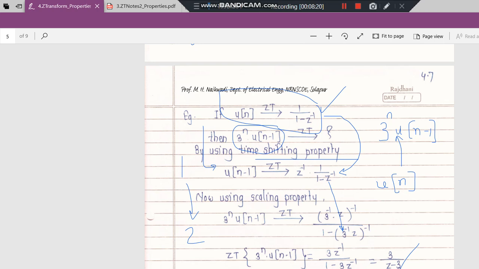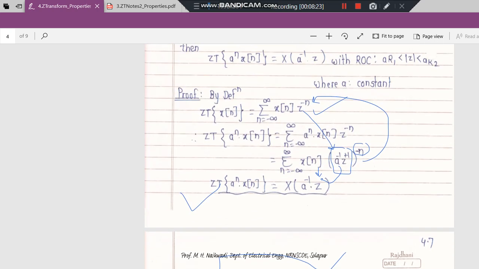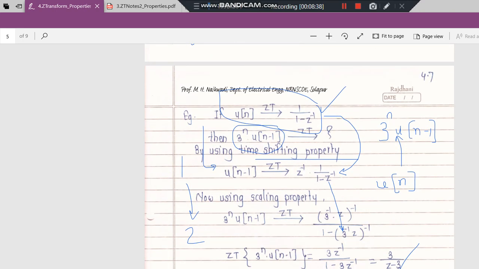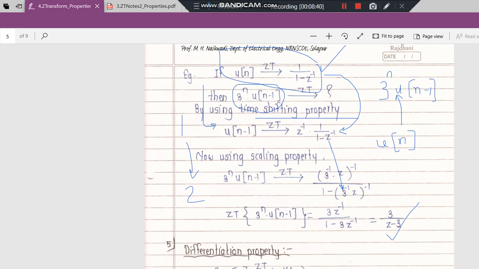That is the power of properties. That's why we study the properties. We should learn these properties and this equation law: if the time domain is modified like this, what happens to the frequency domain? You have to remember this pair. Whenever signals are given, you have to look at the signal properly and see which property can be applied in order to get the solution.